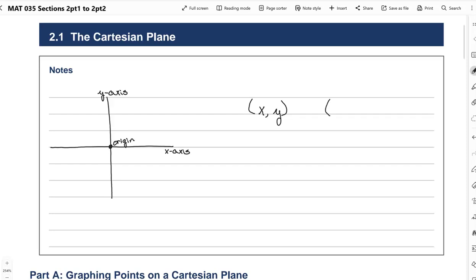So if we had something like -1, 3, -1 from the origin would move left 1. Negatives are going to move left, and then it would move up 3. So our point would live right here. If we had positive x and y values, something like 1, 2, the point 1, 2 would move right 1 and then up 2. So it would live right here.